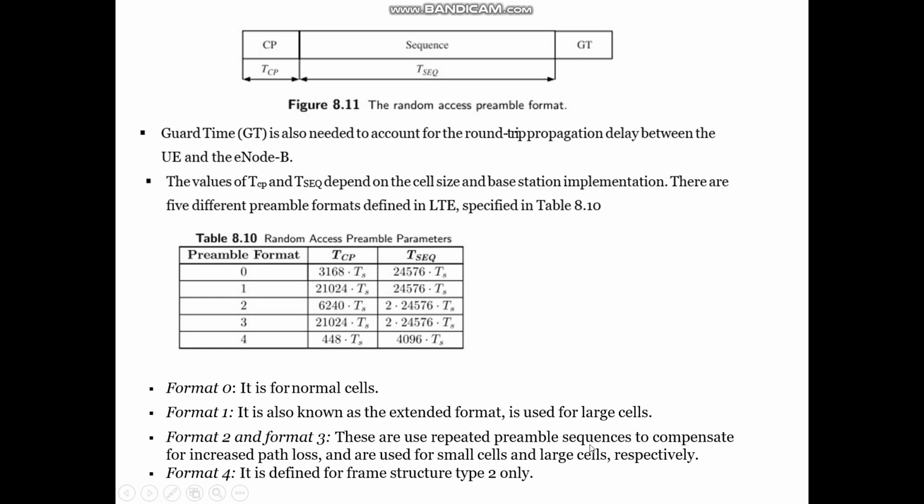repeated preamble sequences to compensate for increased path loss. Whenever there is increased path loss, to compensate for that, format 2 and 3 are used, for small cells and large cells respectively. Format 2 is for small cells, format 3 is for large cells. And finally format 4 is defined for frame structure type 2 only. The type 2 frame structure we have studied in module 3. For that kind of frame structure, we are going to use format 4 as the default preamble.